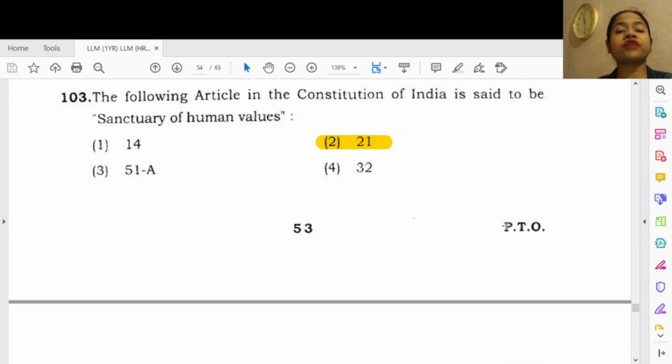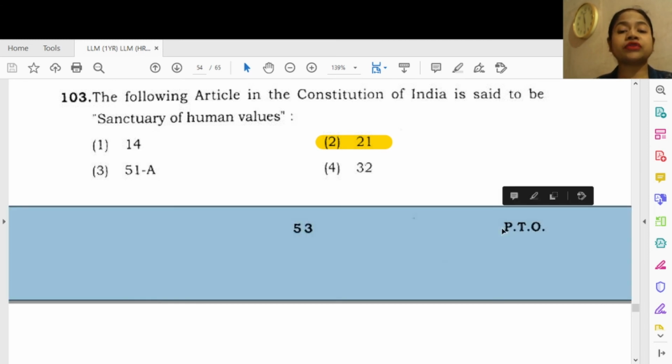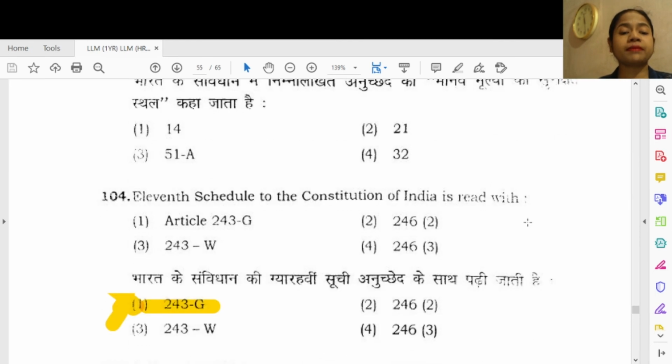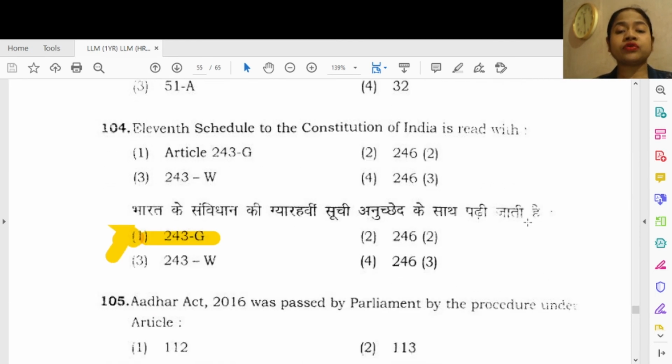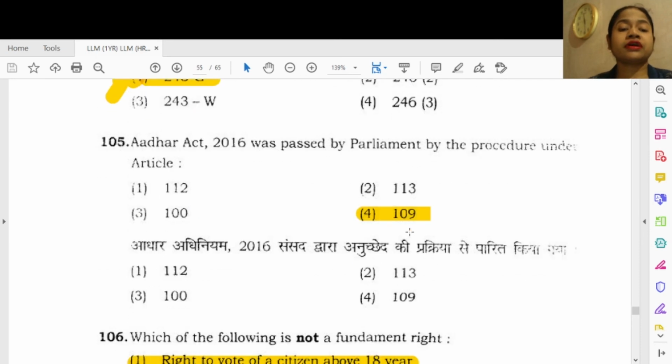103. The following article in the Constitution of India is said to be the sanctuary of human values. This is option number 2, Article 21. Question number 104. The 11th Schedule to the Constitution is read with Article 243G. Actually, the 11th Schedule of the Constitution deals with panchayats.